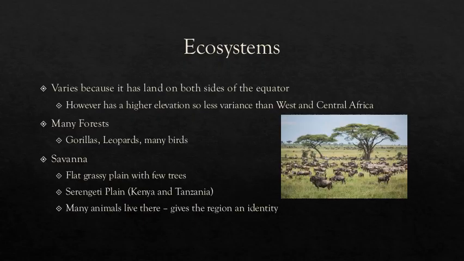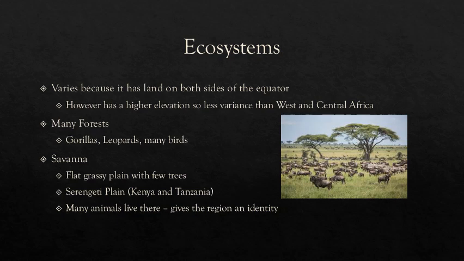Because this region is so big and is on both sides of the equator, there's a lot of variance, a lot of difference between the ecosystems that are found here. Up in the north, you have the Sahara Desert, which is really dry and warm, and then you have the equator, where it's much wetter, and down just a little bit further south, they're also affected by a lot of the wind patterns that cause these seasonal rains that we talked about in West and Central Africa.